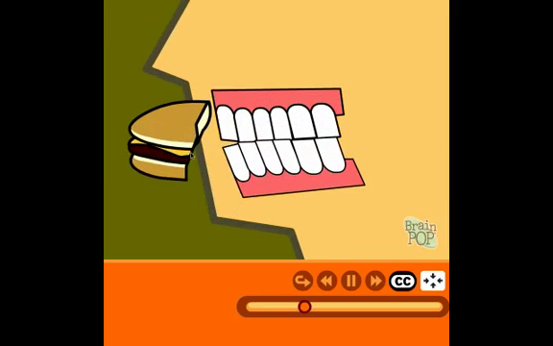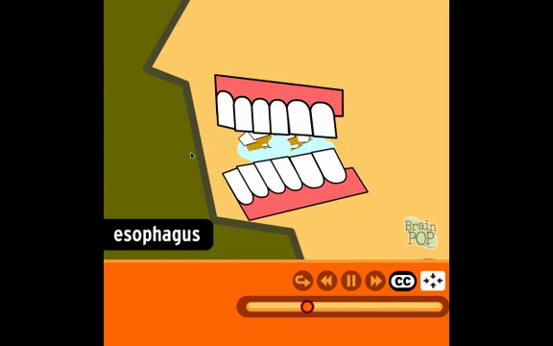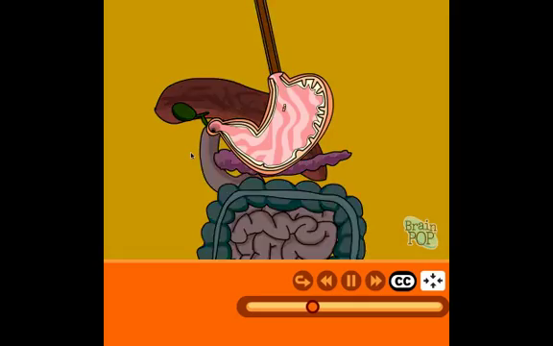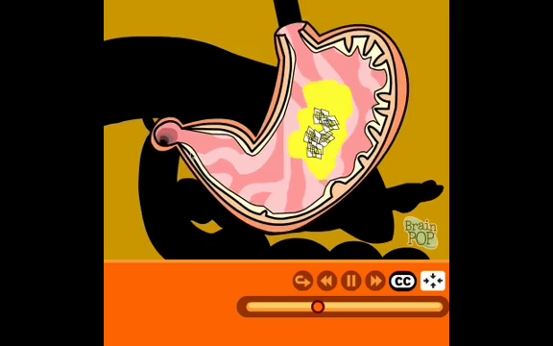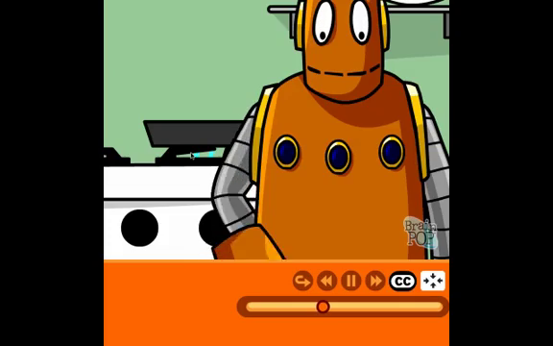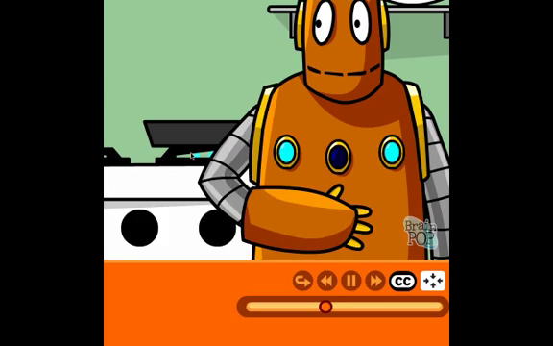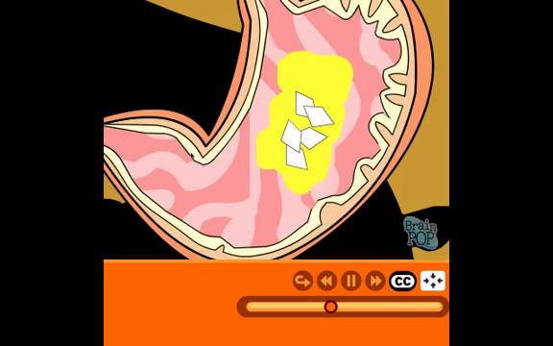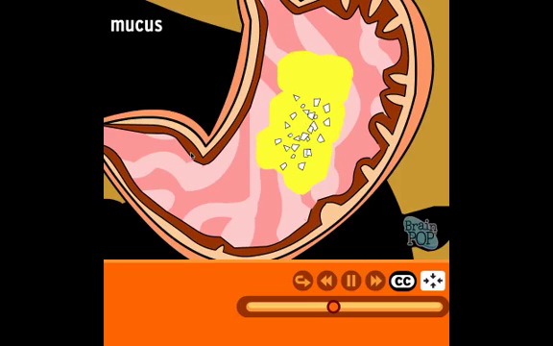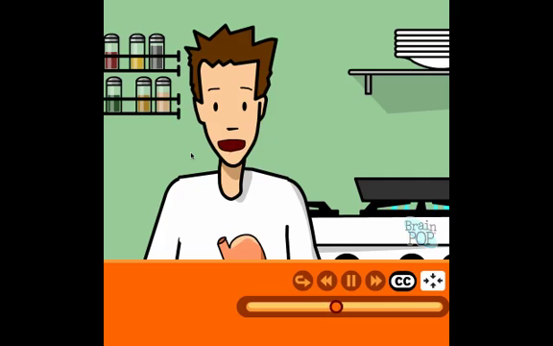When food you eat becomes a soft, gooey mass, your tongue pushes it to the opening of your esophagus at the back of your mouth. The esophagus squeezes the food down into the stomach. Inside your stomach, food is churned and mixed with enzymes and other digestive juices, including hydrochloric acid. These chemicals break down proteins and fats. A lining of mucus protects your stomach from the acid. After about 4 hours in your stomach, food is the consistency of a thick milkshake, and we call it chyme.